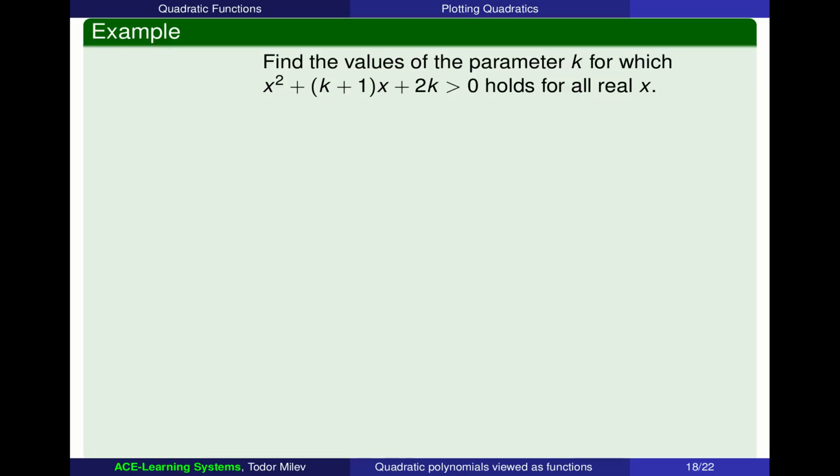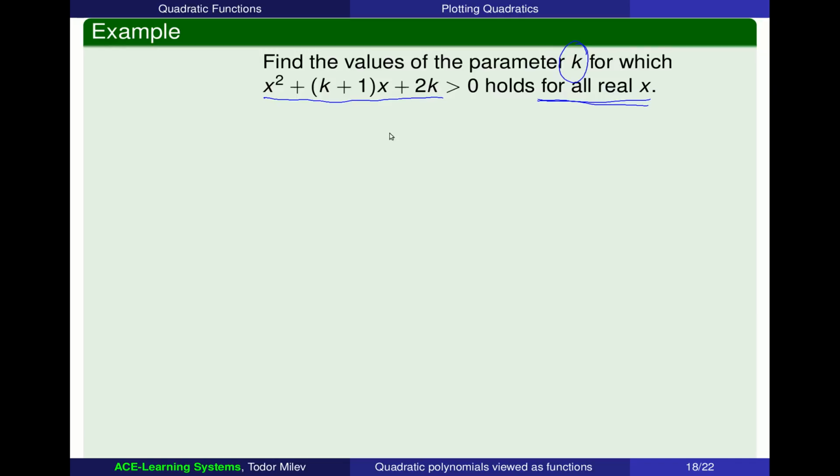In this example, we're going to solve an interesting problem involving quadratic equations. Let's find the values of the parameter k for which this expression x squared plus (k plus 1)x plus 2k is greater than 0. So let's find the values of the parameter k for which this inequality holds for all real x.